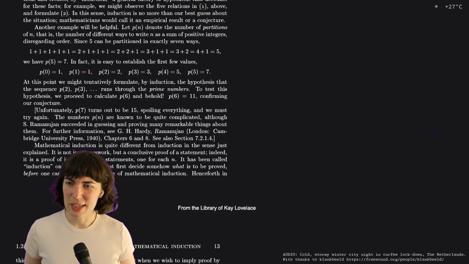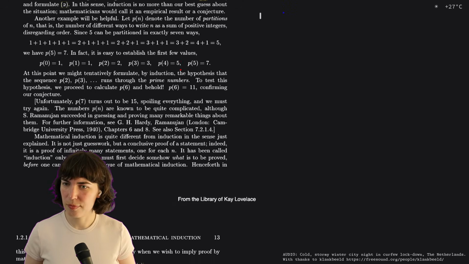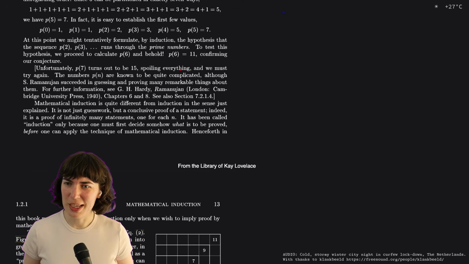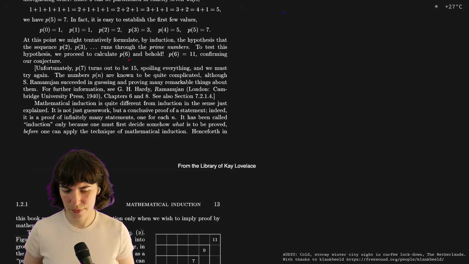Yeah, fine. In fact, it is easy to establish the first few values. Easy enough, I suppose. At this point, we might tentatively formulate by induction the hypothesis that the sequence P2, P3, etc. runs through the prime numbers. Okay, I suppose we could say that. To test this hypothesis, we proceed to calculate P6. And behold, P6 equals 11, confirming our conjecture.